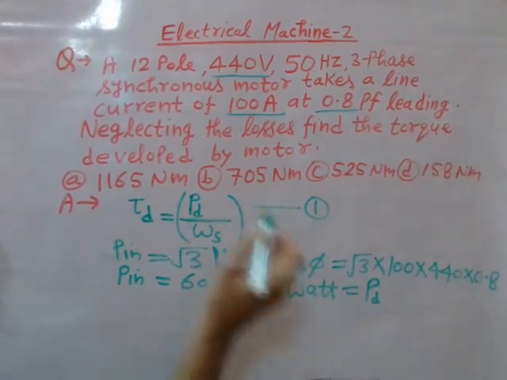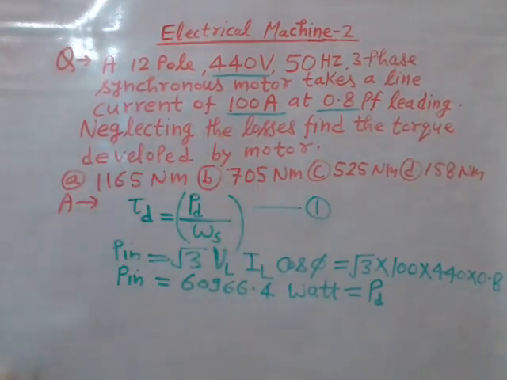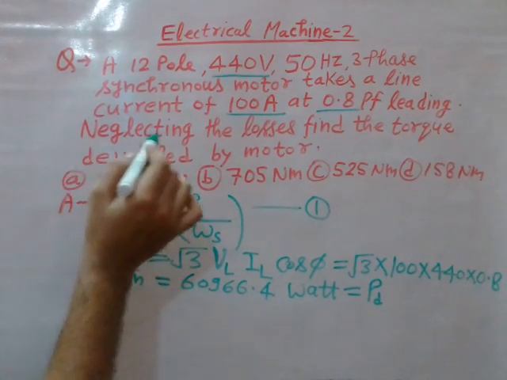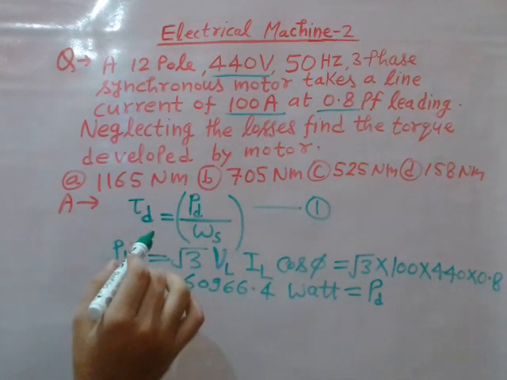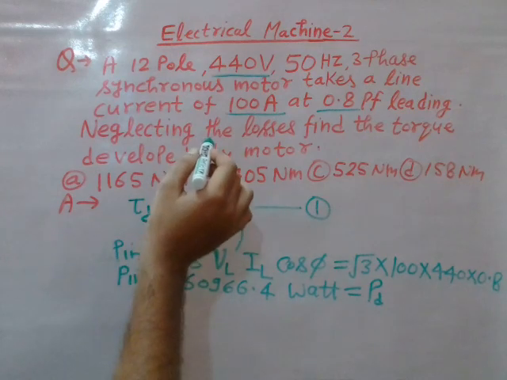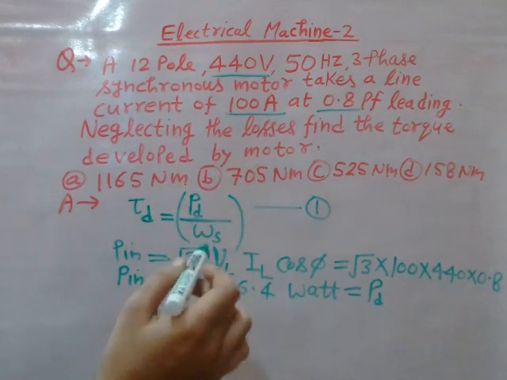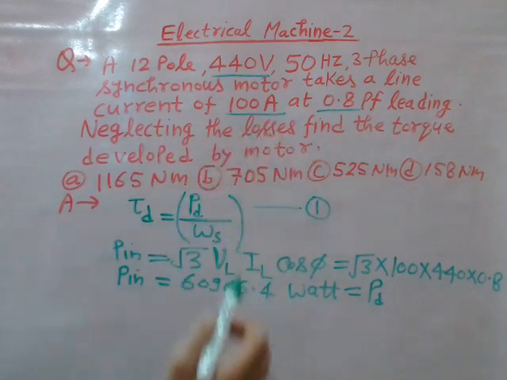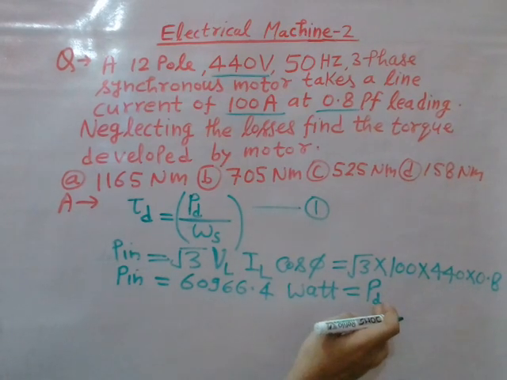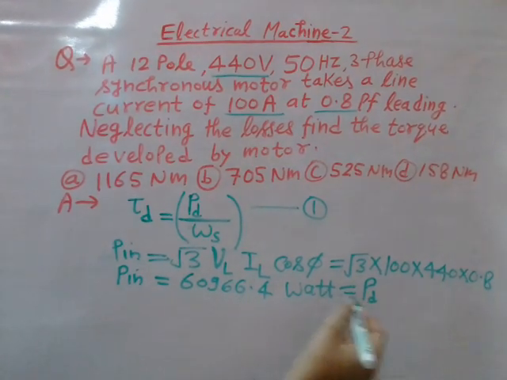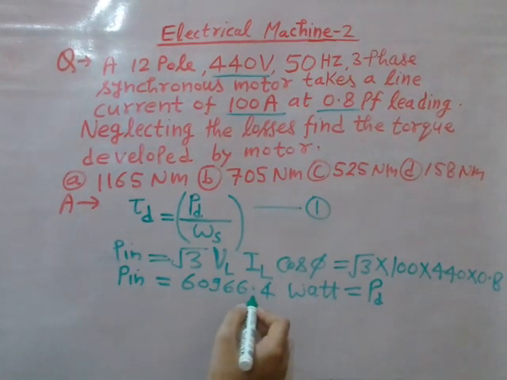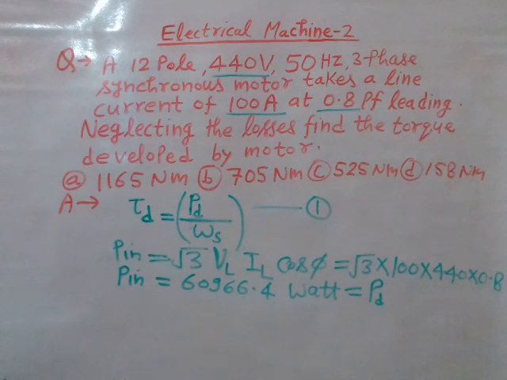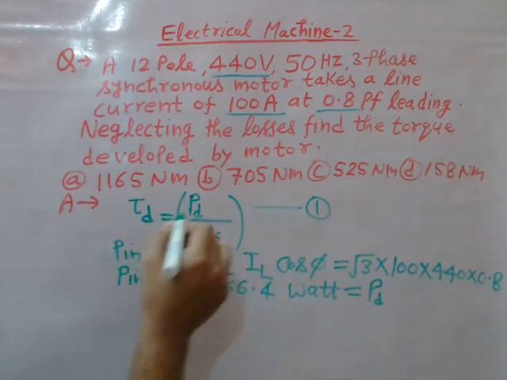Why? Because it is given in the question that you have to neglect the losses. He is saying that neglecting the losses you have to find the torque developed. What are the losses? Losses are like friction and windage loss, and ohmic losses of the winding. When you neglect all these losses, the output developed power is exactly equal to the input power, so this is 60966.4, right? So one quantity you have calculated.